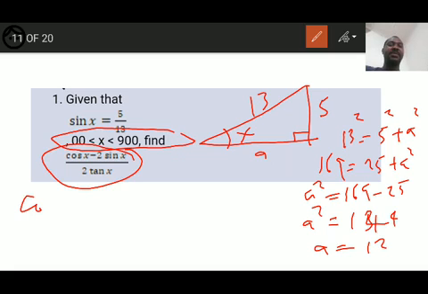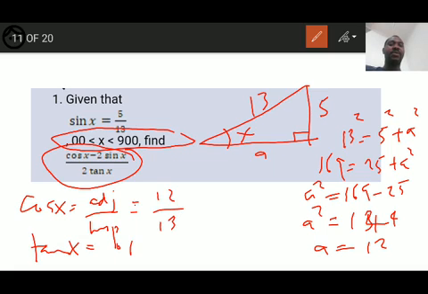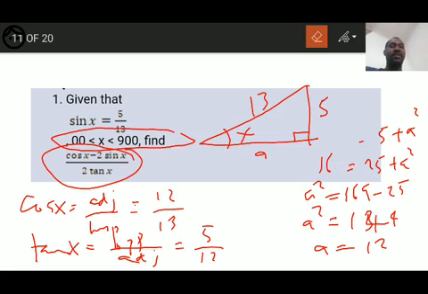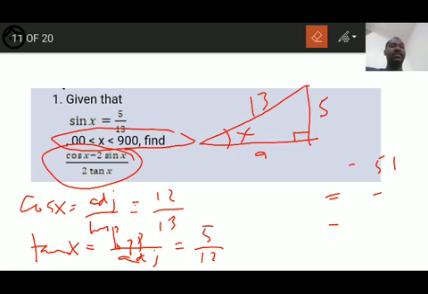What is cos x? Cos x is adjacent over hypotenuse. So my adjacent is what we just got, which is 12, all over the hypotenuse, 13. Then your tan x is opposite over adjacent. So our opposite is already 5, but adjacent is 12. So that is the value for cos x and tan x. The cos x is 12 over 13, while the tan x is 5 over 12. Okay, so now let's solve the question at hand.